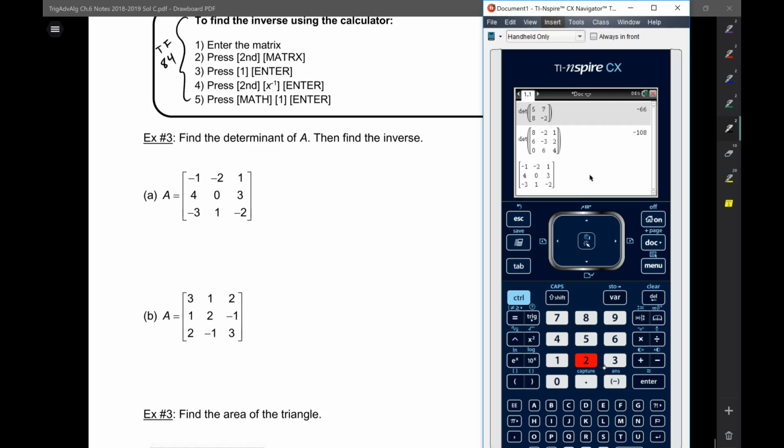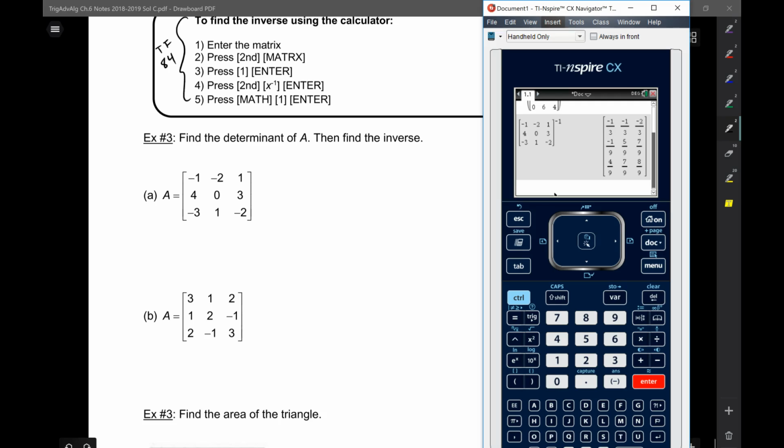Yeah, we just plug it in. We just did menu, create, matrix. Once you've created your matrix, exit out, so press the right arrow button to bring the cursor to the right side of the matrix. And now what you're going to do is raise this to the power of -1. Enter. There's your inverse.